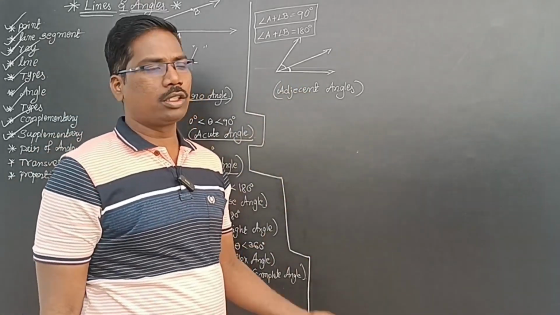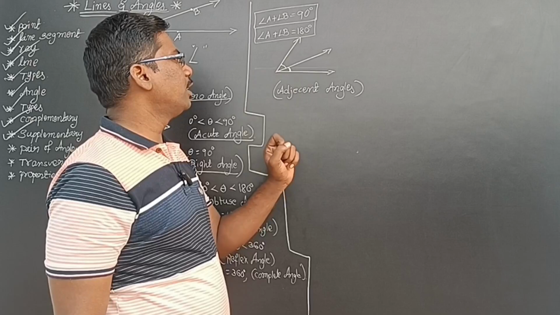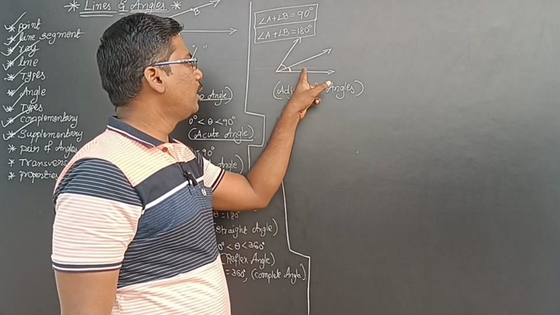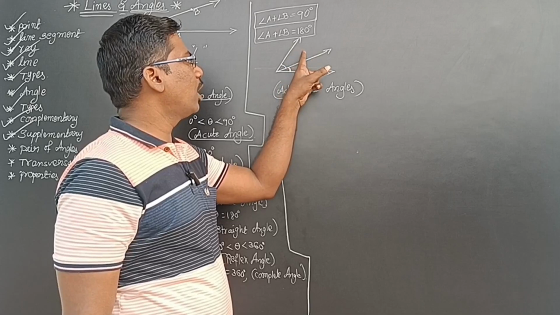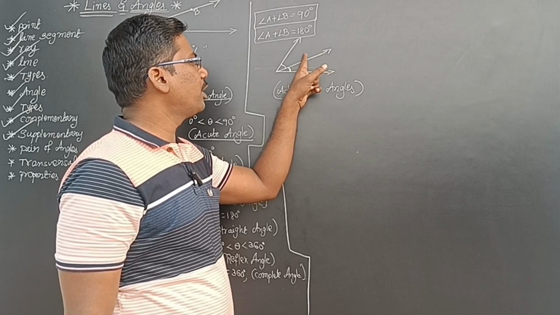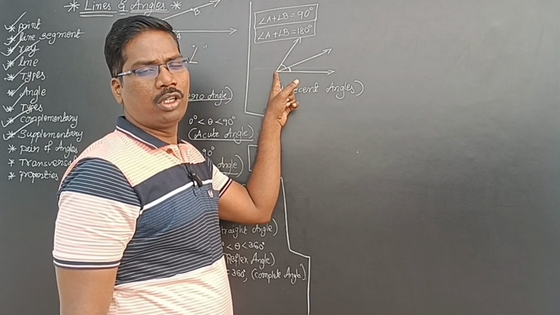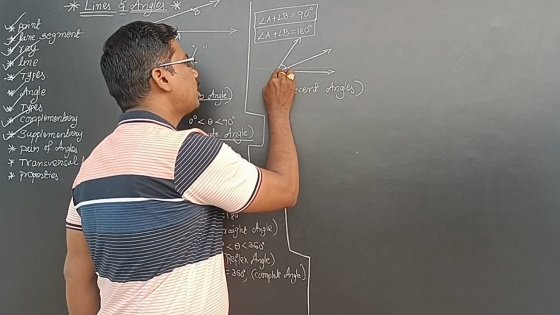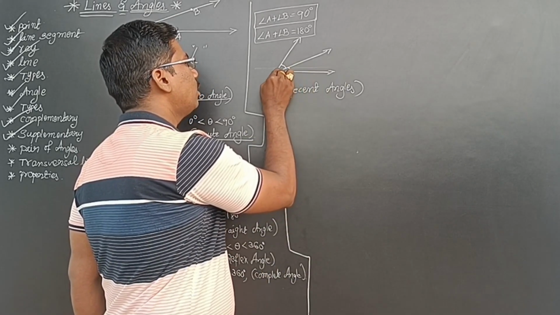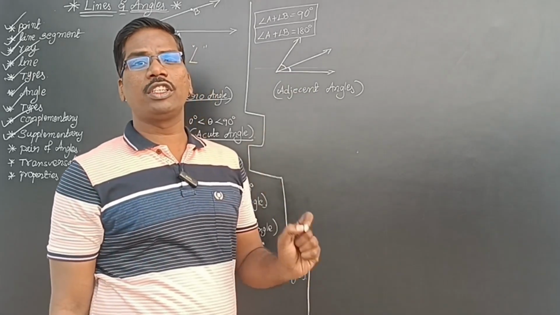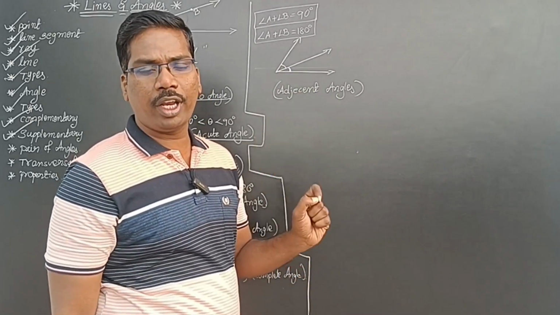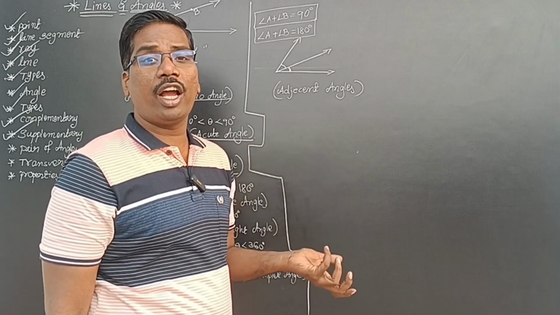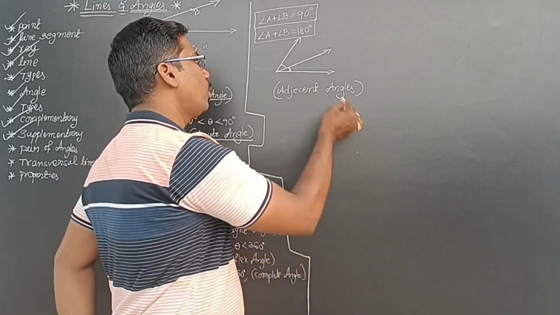How can we say adjacent angles? Two angles are having the same common ray. See, this angle has a ray and this angle also has the same ray. The two angles have the same initial point, and their interiors should not have any common point.